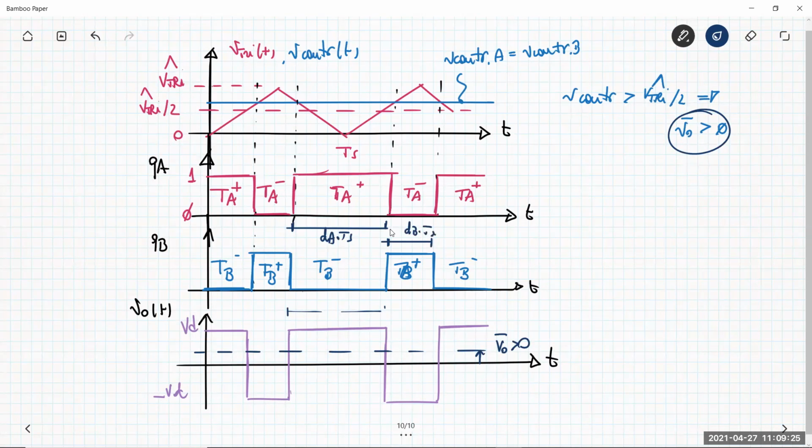So which is the width of the output pulses in the output voltage? It's simply dA Ts, this part, and dB Ts, this negative part. Which is the switching frequency of the output voltage? The switching frequency of the output voltage is exactly Fs.